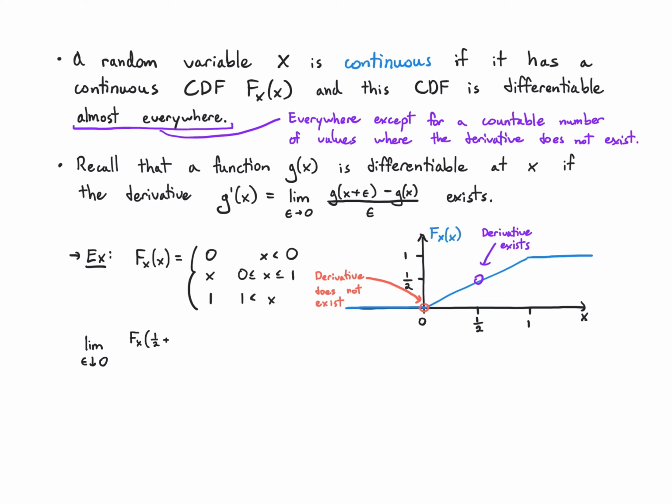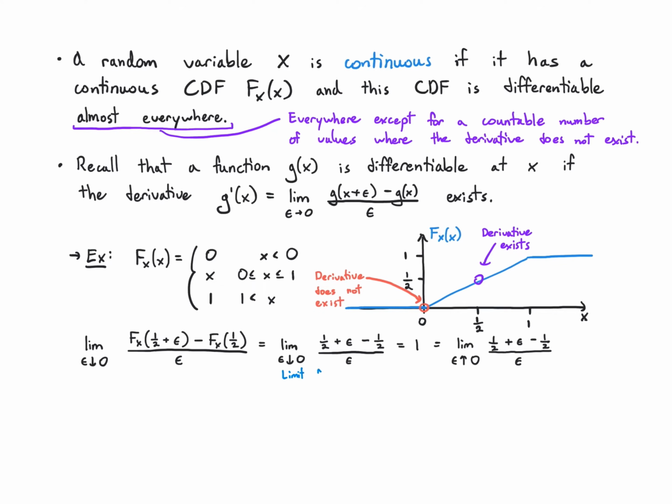If I take the limit as epsilon goes down at the 1/2 point and I approach from the right, the slope is always 1. So this limit will also be 1. If I take this slope from the left, I'm also going to see that it's 1. And so this equation works out to 1. So the limits from the right and left are equal, so the limit, or the derivative, exists.